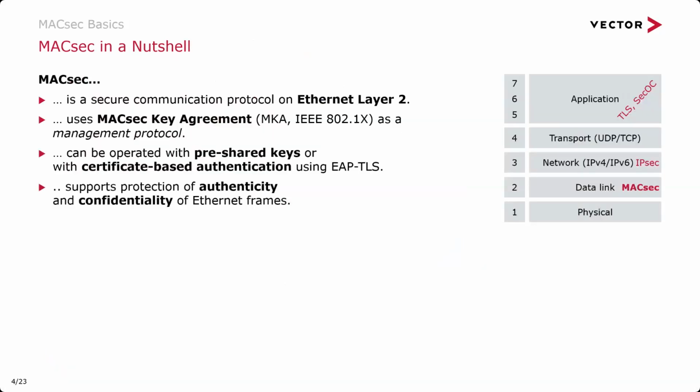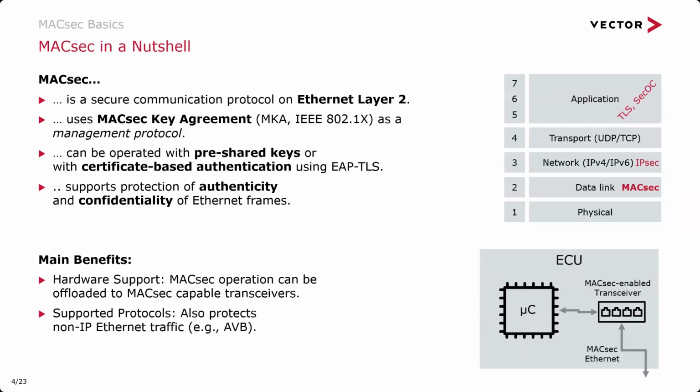So what is MACsec in a nutshell? MACsec is a secure communication protocol on the data link layer, on the MAC layer of Ethernet. And MACsec uses a protocol called MACsec Key Agreement as a management protocol. I'll explain later what exactly this means, but what's important here is that we got the MACsec part, and we got some control layer on top of MACsec that controls the actual MACsec operation. MACsec can be operated either using pre-shared keys or using certificate-based authentication. Then it is operated together with EAP-TLS. And MACsec can be used to protect the authenticity and also the confidentiality of Ethernet frames.